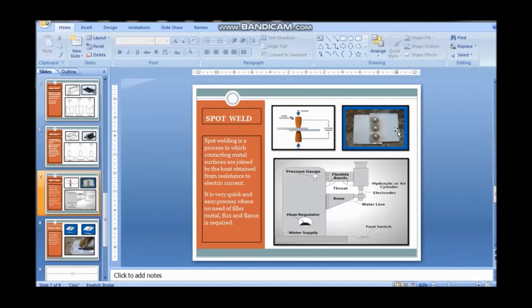And unlike arc welding, we do not use an arc or filler metal or electrode or gas flame, anything. Just a current supply is needed for this welding joint. Spot welding is very useful in the automobile sector for joining sheet metal or thin-thickness metal plate.